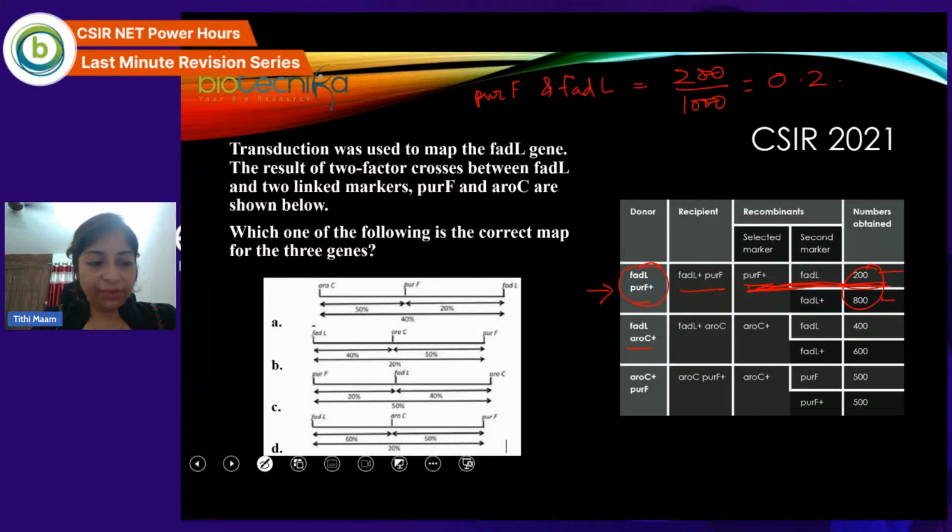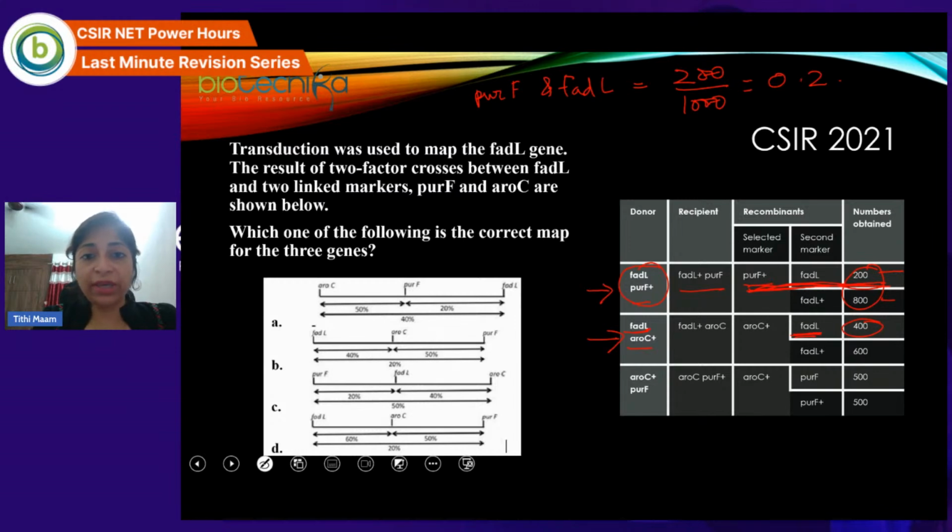Absolutely correct, Soumya, Mayuri, Lakshmi, correct. Yeah, Priya, correct. No, from where are you getting 200, Priya? In the next class, I'm asking. In this one, FADL and AROC plus. Sandeep, Gayatri, absolutely correct. So which will be the co-transductant here? This one, because this has the FADL same as that of the donor.